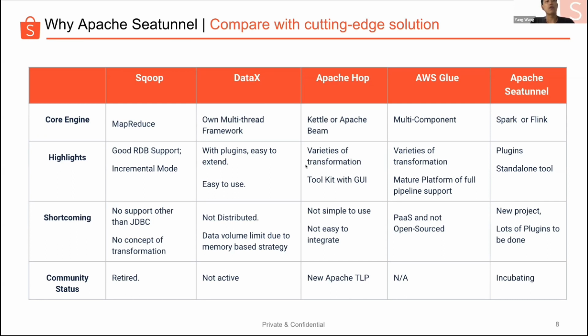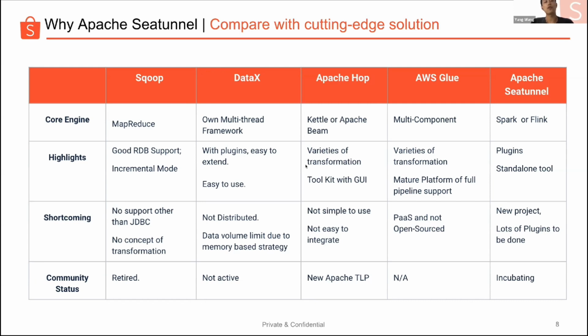Sqoop has a long history, but it only supports relational databases, and it's hard to handle sharded tables with it. Besides, it has already retired from the Apache community. DataX is a data synchronization tool widely used in Alibaba. It's easy to use and easy to extend with more plugins, but the open source version is not distributed, and it will bring high pressure on a single machine due to its memory usage policy.